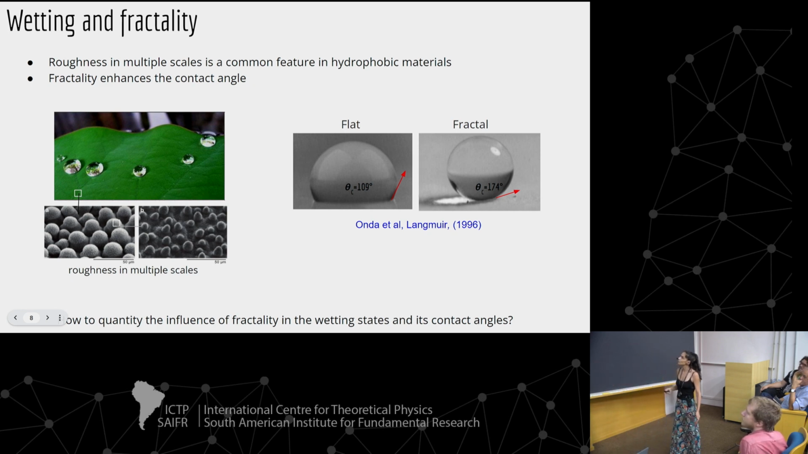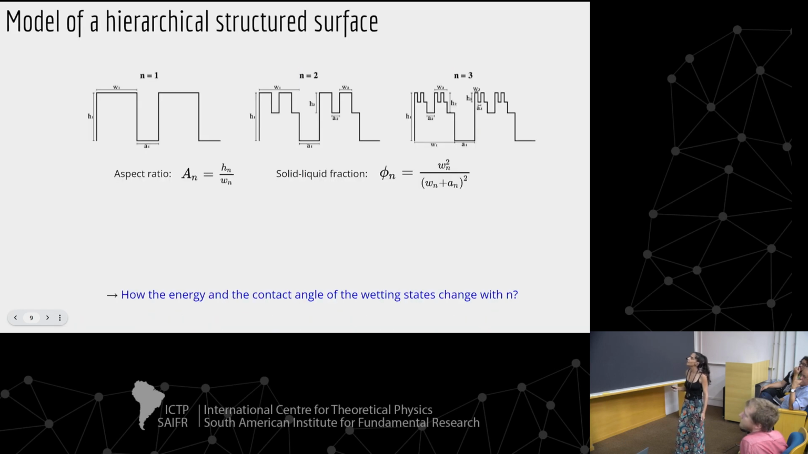And then what we wanted to do is to quantify the influence of fractality, and we proposed a very simple hierarchical model in which you have the surface at the first level, n equals 1, with pillars. Then we create, let's say, holes in the pillars and have a second order, and then you create holes here and have a third level, and so on and so forth, so that you have n levels of hierarchy in the surface.